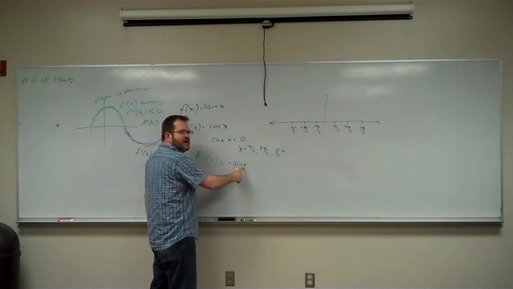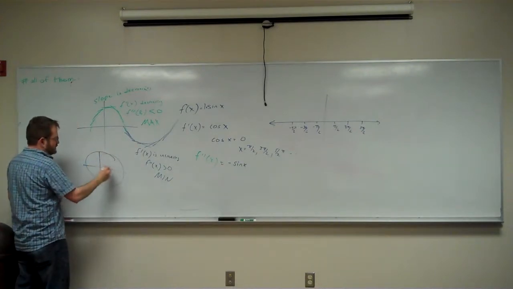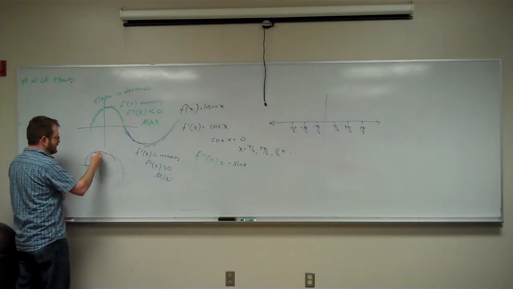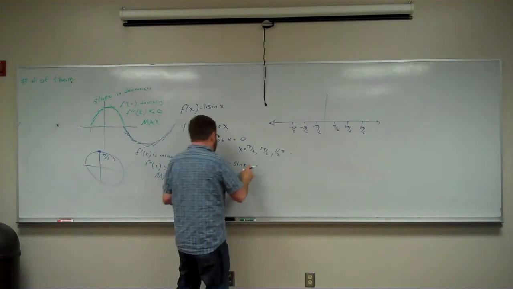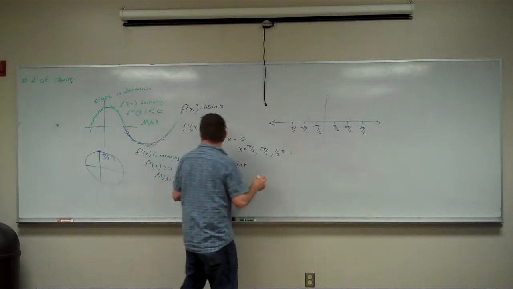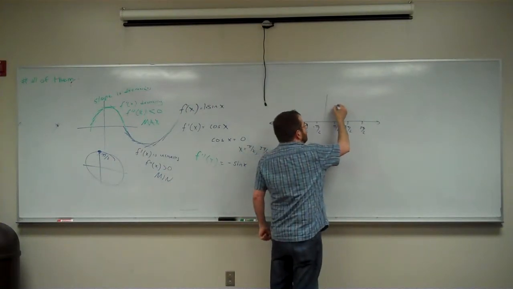Then the sine, what's the sine of pi over 2? You have to use your unit circle or your calculator. Pi over 2 is this one over here. The sine of pi over 2 is 1. It's negative the sine of x, so that is a negative number. It's a negative number, so that is a maximum. So at pi over 2, we hit a maximum.